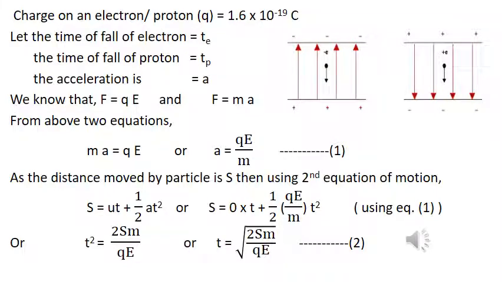From here we can say that the acceleration of proton will be less than the acceleration of electron because the mass of proton is greater than the mass of electron. As two particles move the same distance s, we can use the second equation of motion, which is S is equal to ut plus half at square. From this, by putting the value of acceleration, we get time is equal to under root 2sm by qe.